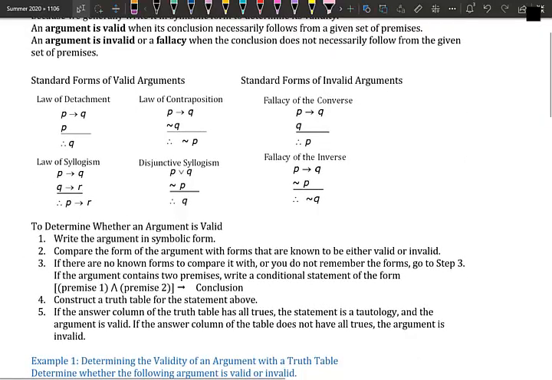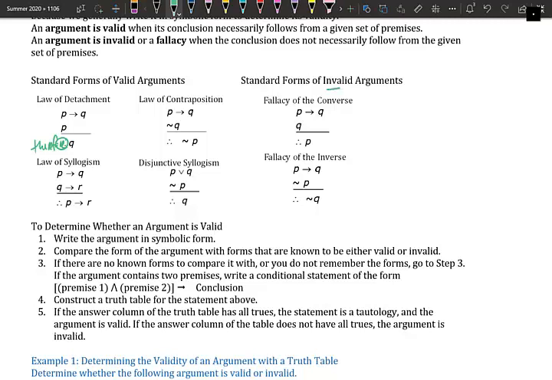There are 4 types of valid arguments, and you'll notice it's just P and Q for most of them. One of them has R. The law of detachment is P if then Q, P, therefore Q. Those 3 dots mean therefore. The law of contraposition is P if then Q, negation Q, therefore negation P. The law of syllogism is P if then Q, Q if then R, therefore P if then R. Disjunctive syllogism is P or Q, negation P, therefore Q.